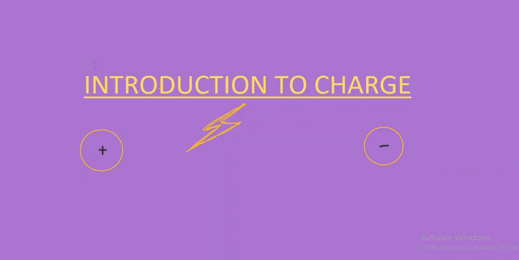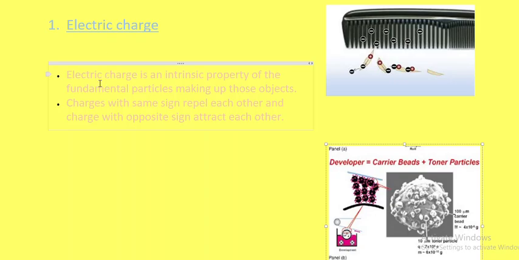And for our question at the start of the video, what is an electric charge? Electric charge is an intrinsic property of the fundamental particles making up those objects. That is, it is a property that comes automatically with those particles wherever they exist. As I said before, electric charge is an intrinsic property of the fundamental particles making up those objects.